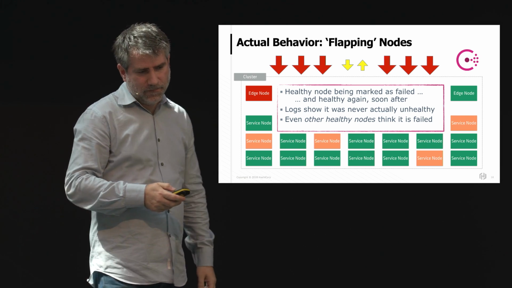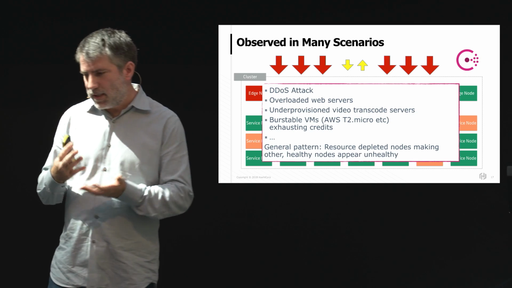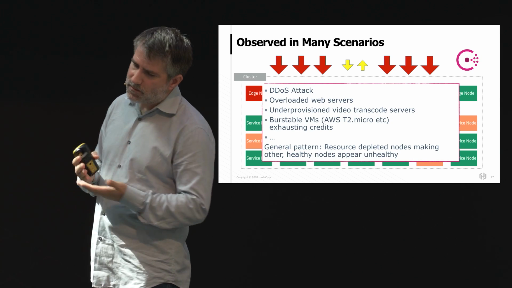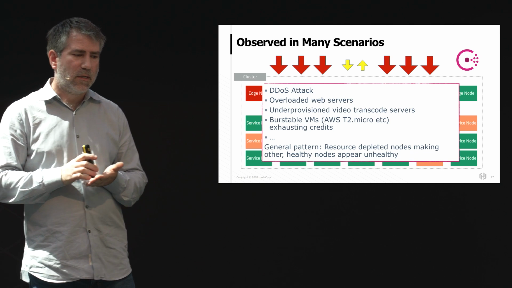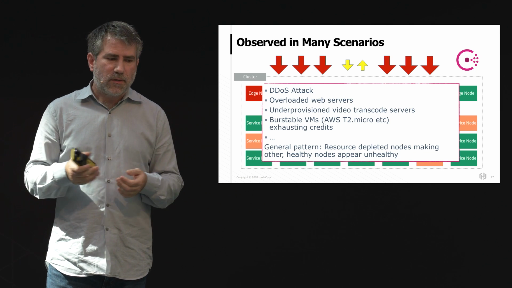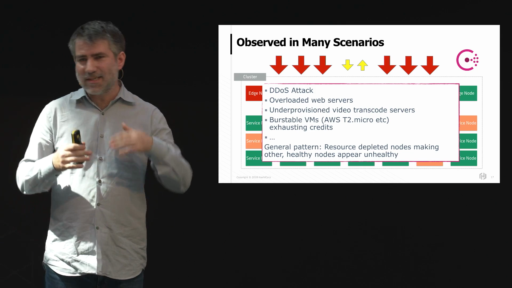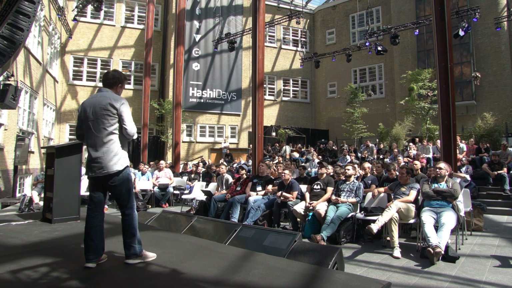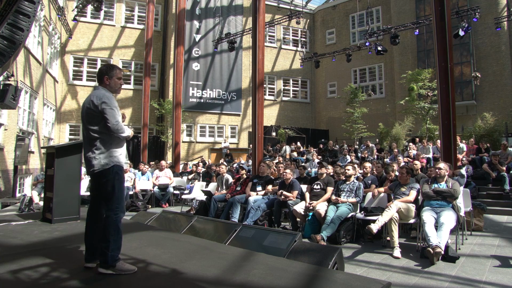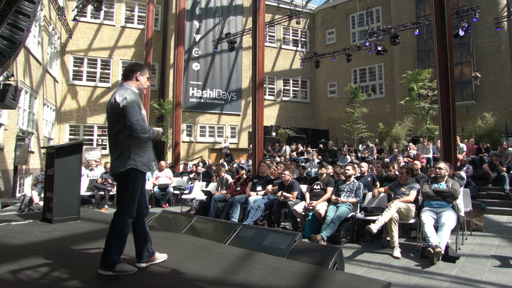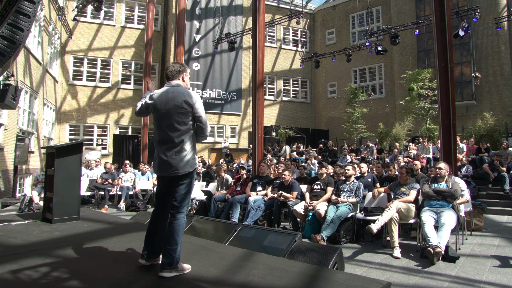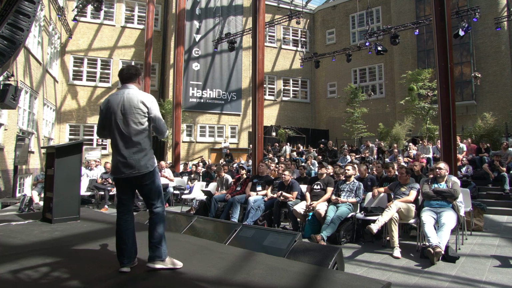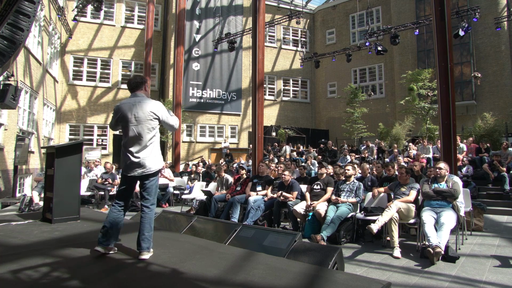This is not cool. And as I say, the DDoS is a concrete example, but we got this in a few different ways. Web servers were overloaded, video transcode servers. It doesn't have to be on the edge. It can be in the interior of your network. Somebody is using these burstable instances, the AWS T2 micro instance, where on average it's not allowed to exceed 10% of its CPU budget. So you can do a burst of work, but then the budget is depleted. Eventually, if you go to zero budget, you're throttled.